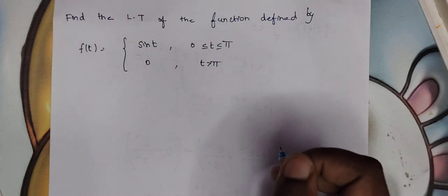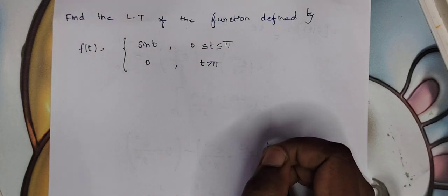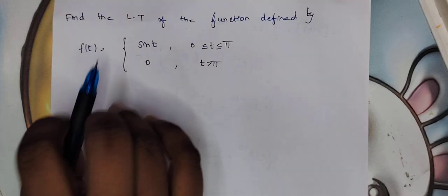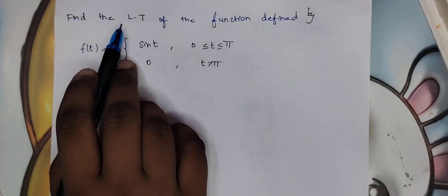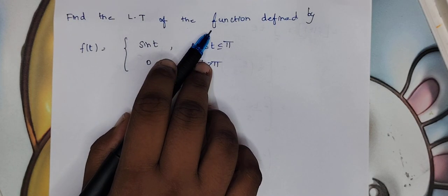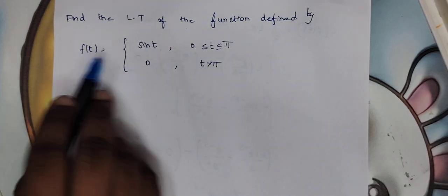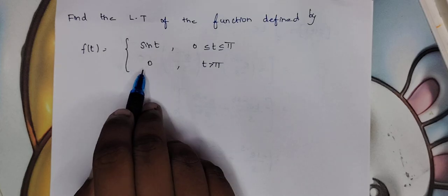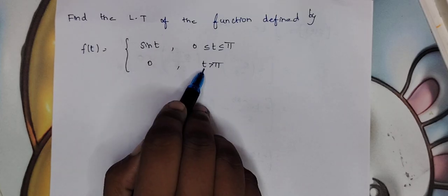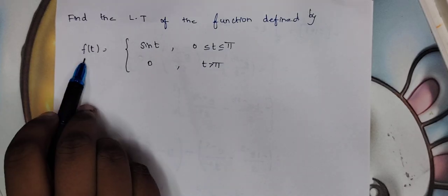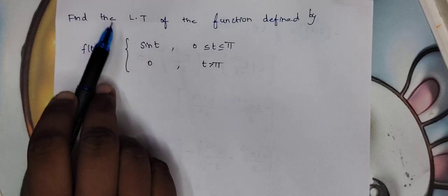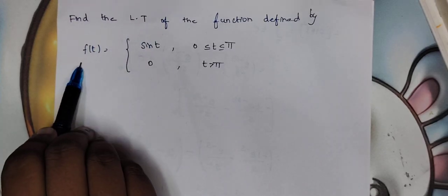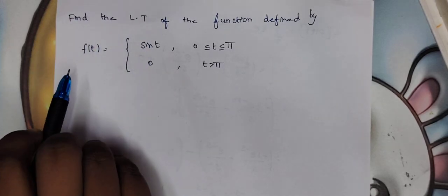Hello students, today in this video we'll again see a problem on Laplace transform. Here they have asked to find the Laplace transform of the function defined by f of t equal to sin t when t varies from 0 to pi, and the value is 0 when t is greater than pi. So we need to find the Laplace transform of this function f of t, where f of t is given in this format.